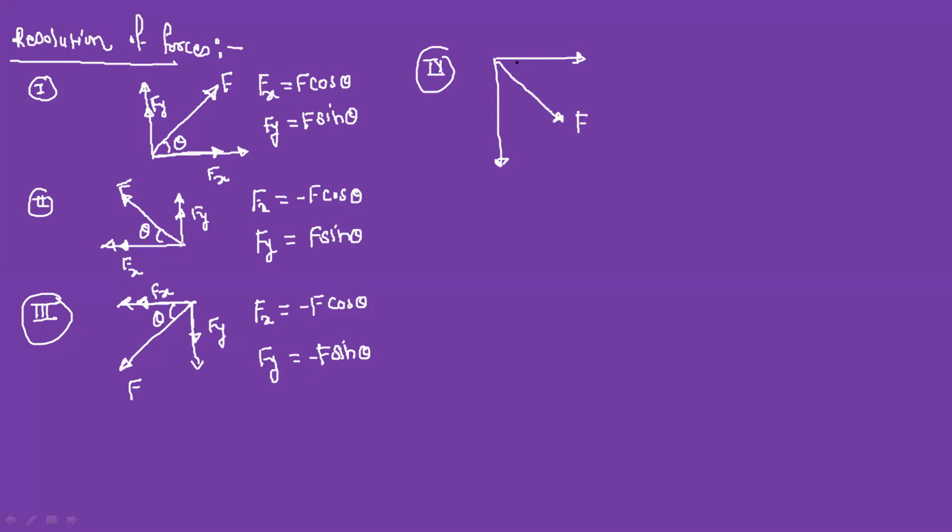Then the last quadrant, that is the fourth quadrant. So this is F. This angle is theta with respect to x-axis. So this will be Fx, and this component is Fy. So Fx here is equal to F cos theta, as it is along the positive x direction, and Fy is equal to minus F sin theta. So this is the force resolution in the first, second, third, and fourth quadrant.